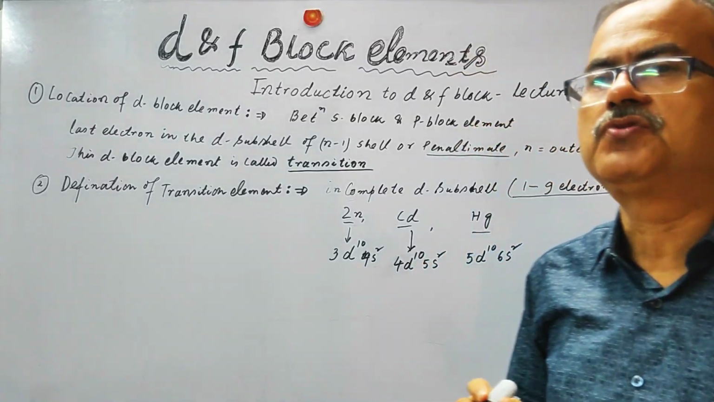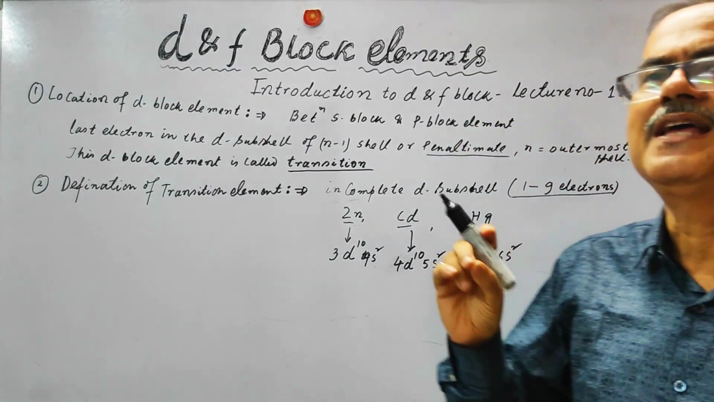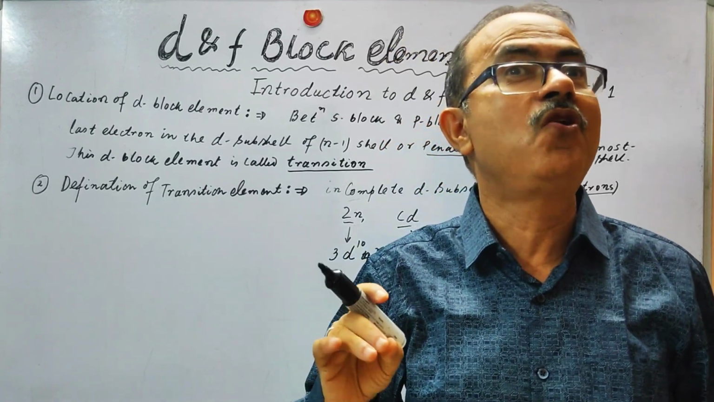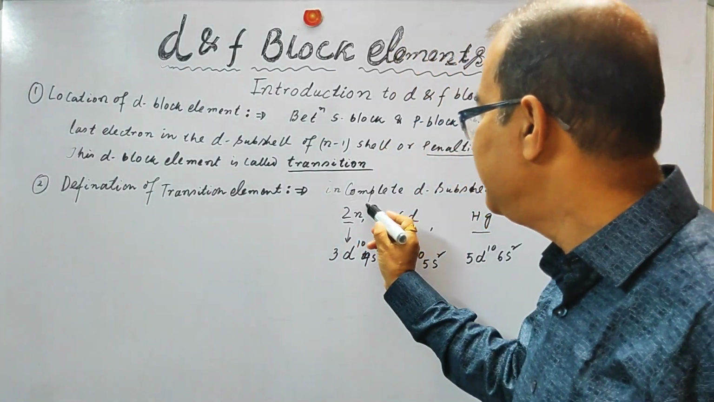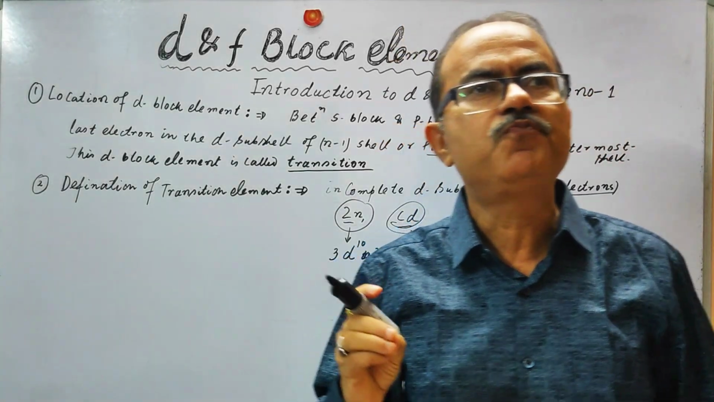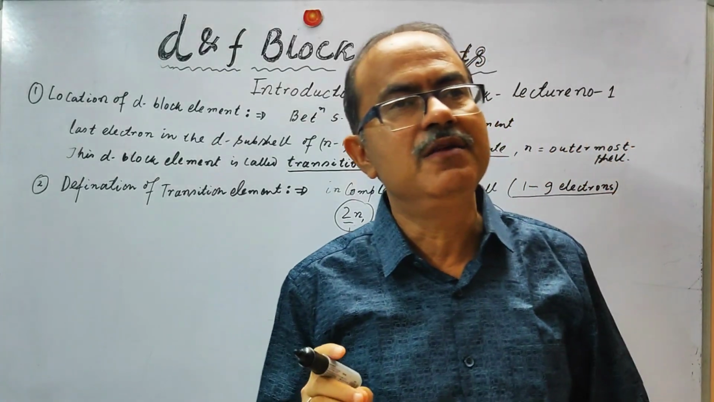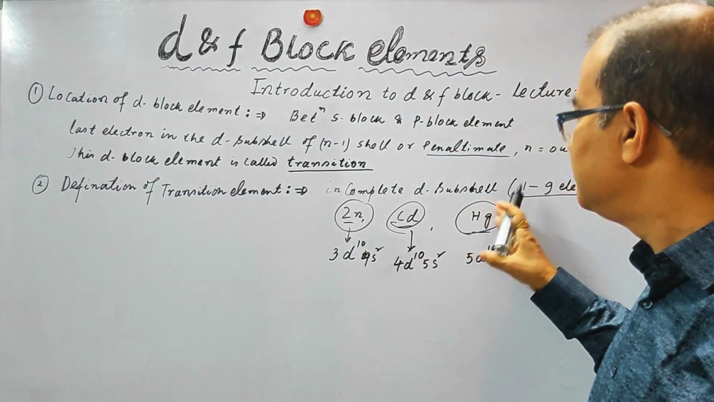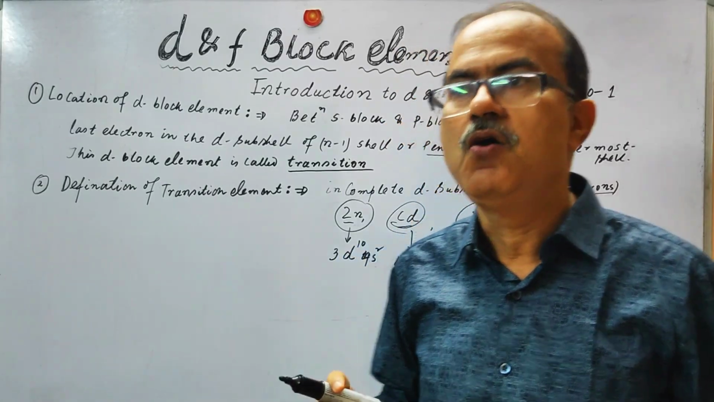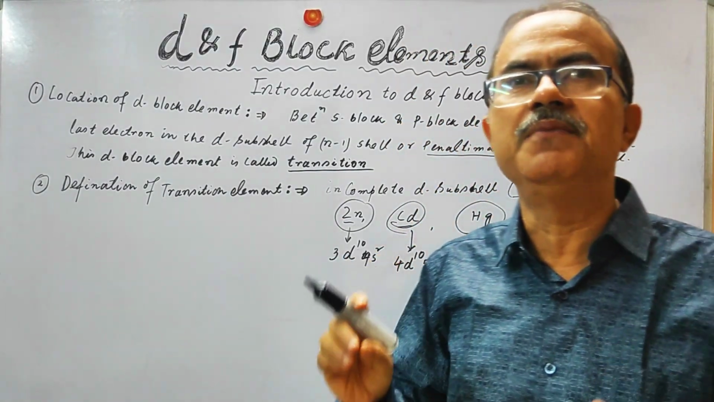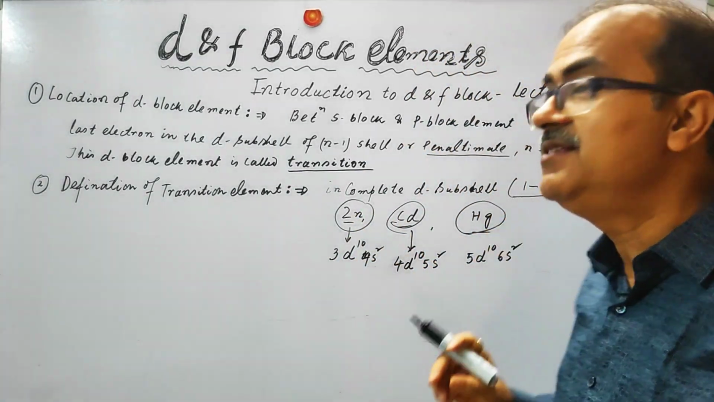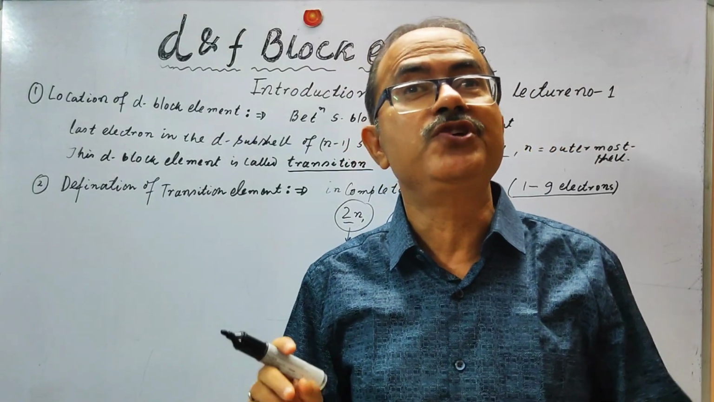One very important statement we should keep in mind: all the transition elements are d-block elements, but all the d-block elements are not transition elements. That is why, in zinc, cadmium and Hg, the basic property that we observe in transition elements will not be available. The most important is the metallic property. All transition elements are very hard metals, but zinc is a very soft metal. Hg is liquid at room temperature.